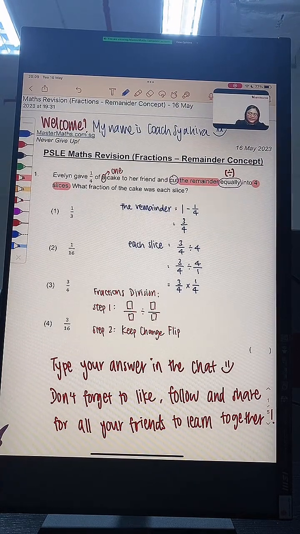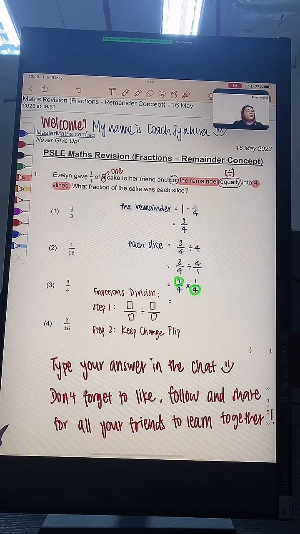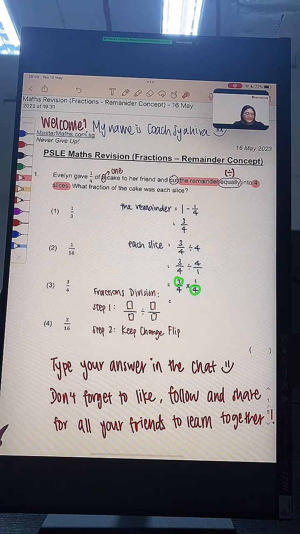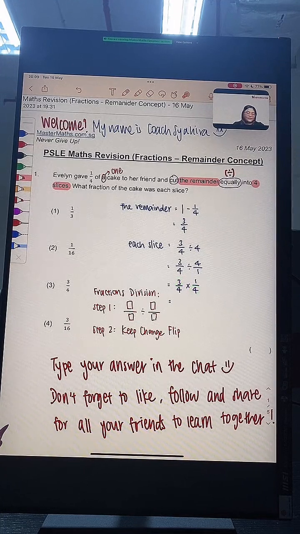Okay, and then the next step is to do cross cancellation if possible. If there is nothing to cross cancel here, for instance, 3 and 4 cannot be further simplified. They cannot be divided by the same number again to become a more simplified version. Similarly, 1 and 4 cannot be further simplified.